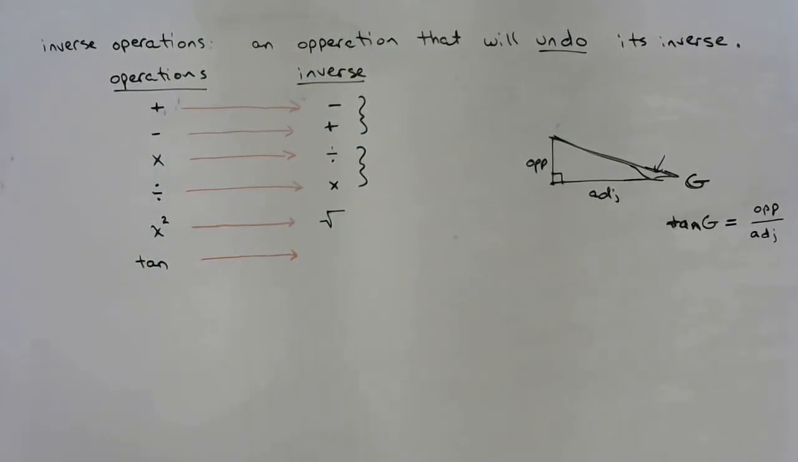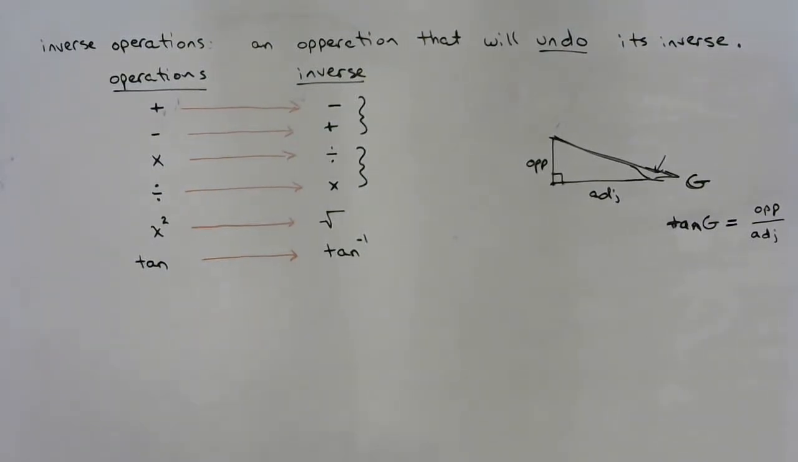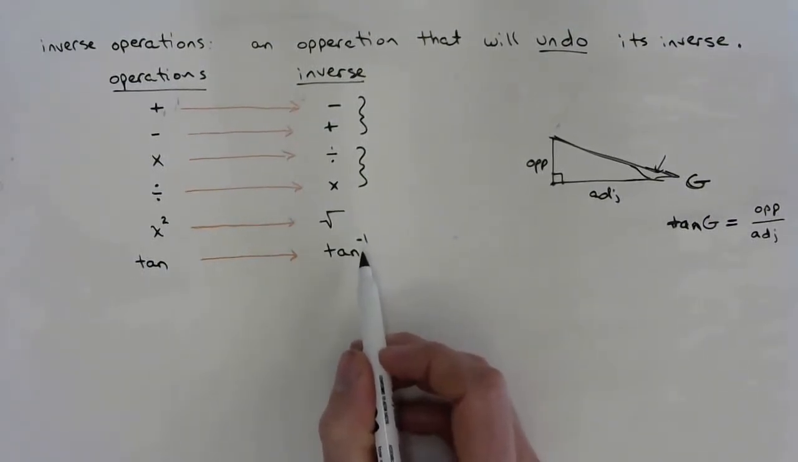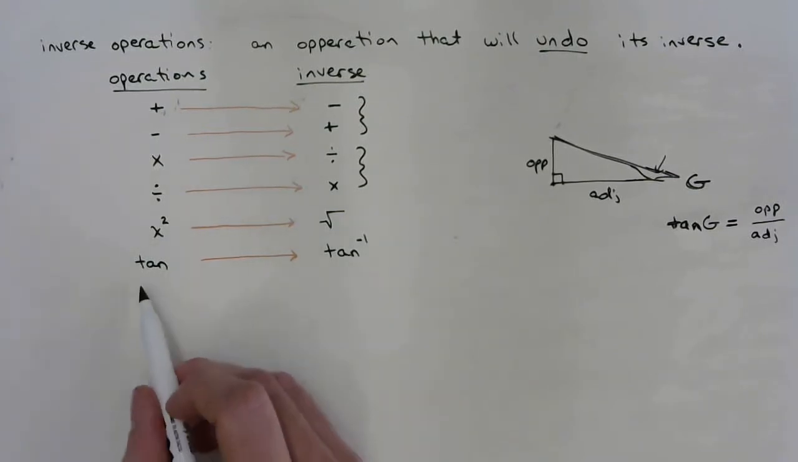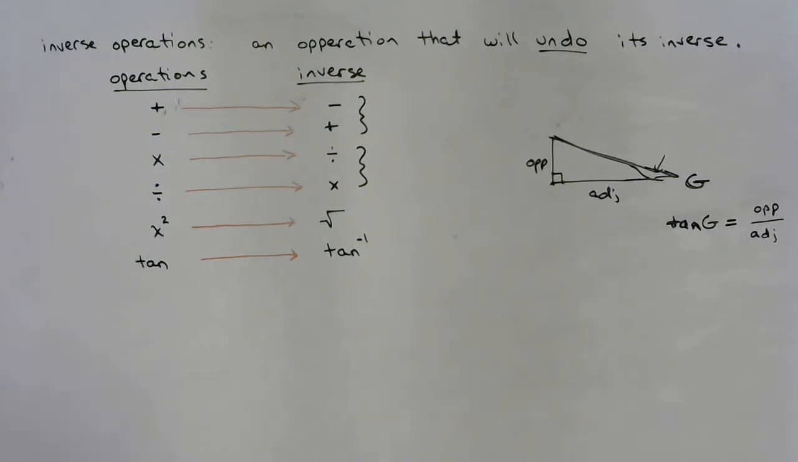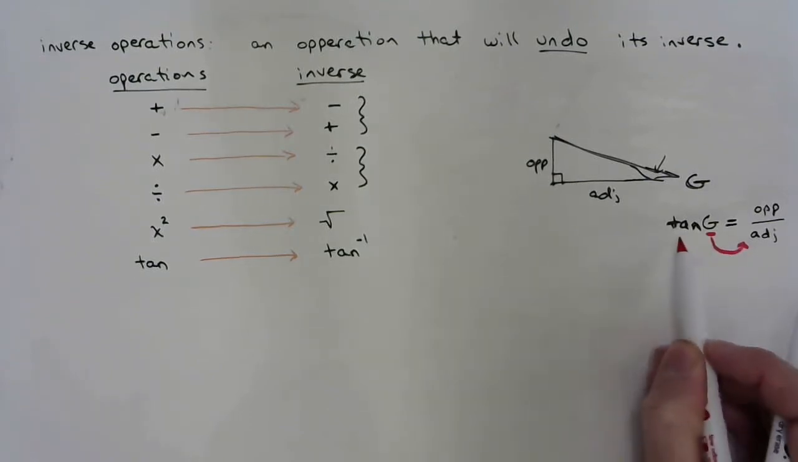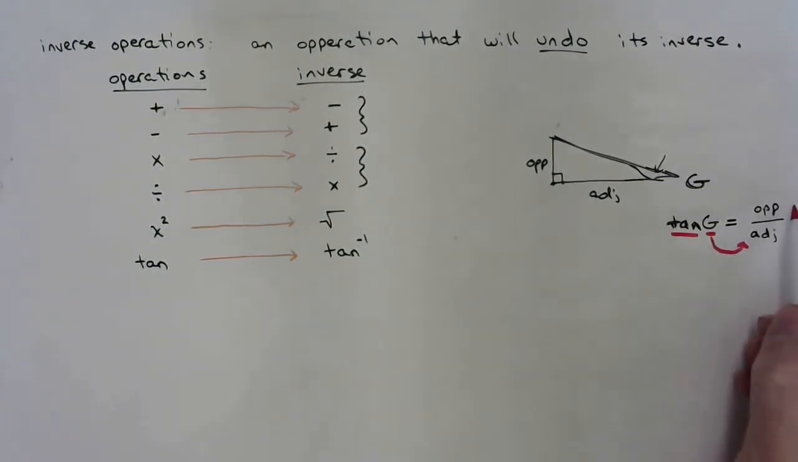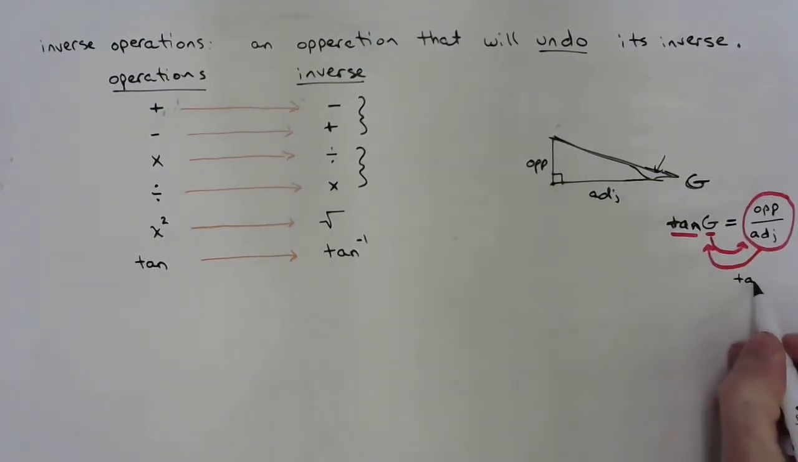It is simply called tan inverse, or the inverse of tan. The symbol is this: superscript -1. It looks like an exponent of -1, but that's not what it is. It indicates inverse. It's simply the operation that will undo the tangent. That means to get from the angle G to the ratio, you take the tan. But if you're given the ratio, you can find the angle by taking tan inverse of that ratio.